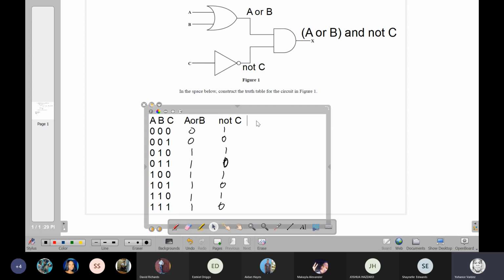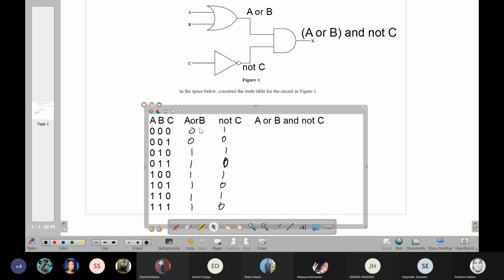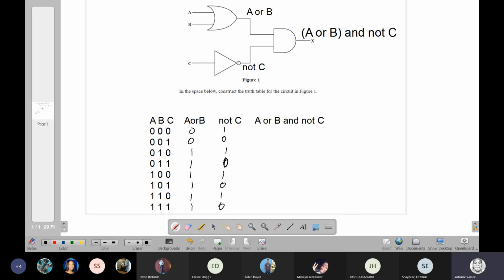Okay, the final one is the expression itself. So we end up with A or B and not C. And A or B and not C, we're looking at these two columns. So we're taking the result of this column and joining it with this column with an AND. So we end up with what is 0 and 1 is going to give us 0, 0 and 0 is 0, 1 and 1 is 1, 1 and 0 is 0, 1 and 1 is 1, 1 and 0 is 0, 1 and 1 is 1, 1 and 0 is 0.